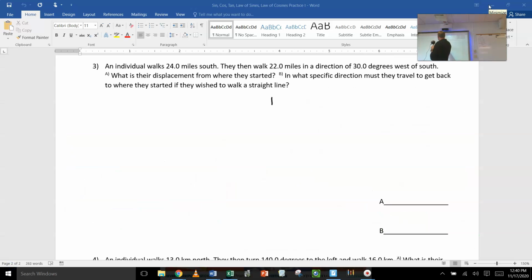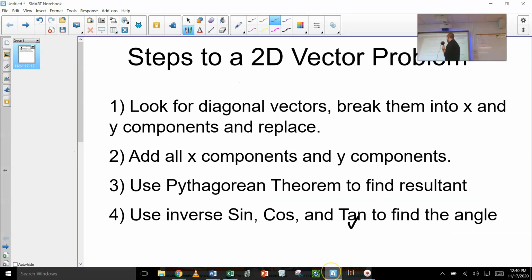Individual walks 24 miles south, and then they walk 22 miles in a direction of 30 degrees west of south. So here's 22 miles, and this angle right here is 30 degrees west of south. How far away and what direction do you want to go if you want to go back in a straight line? So let's start again.